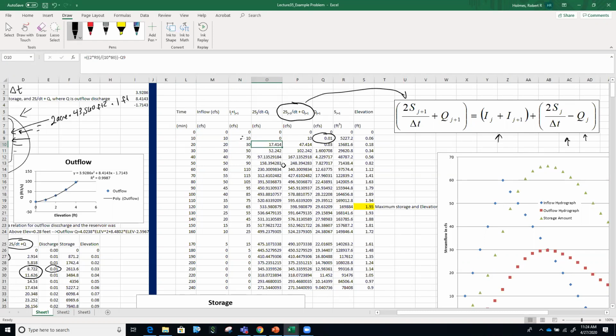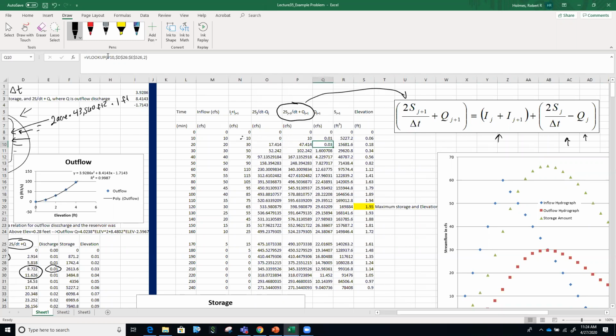We look at the previous time step and we calculate this 2Sj over delta t minus Qj, and that becomes the 17.414 value. Then we add those two together in that column P. We get 47.414. We go to our lookup table and ask, what is that in terms of a value of discharge?